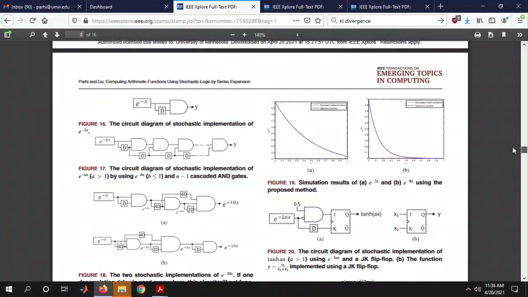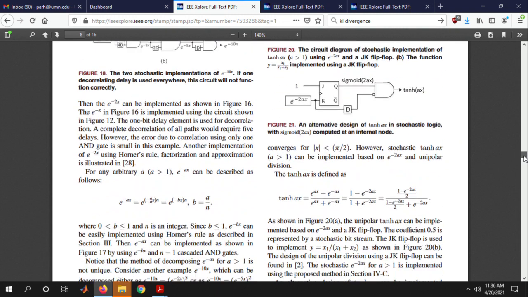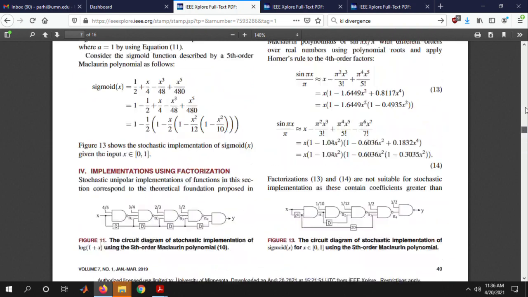Some of these diagrams are illustrating, if I want to compute e to power minus 2x, and I already know how to compute e to power minus x, then just feed that into an AND gate with a decorrelation by a delay, that's e to power minus 2x. And similar examples here, computing e to power minus 10x in different ways. I don't really need you to read beyond what I talked about in the class.